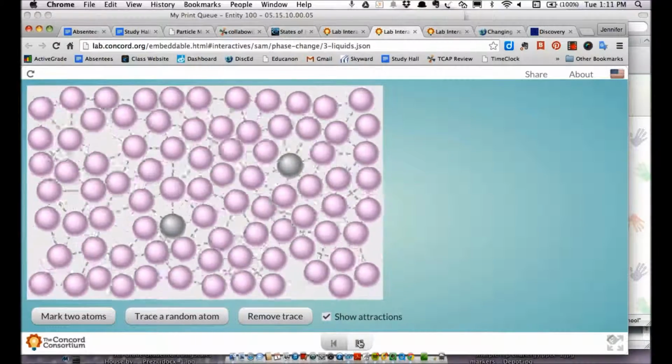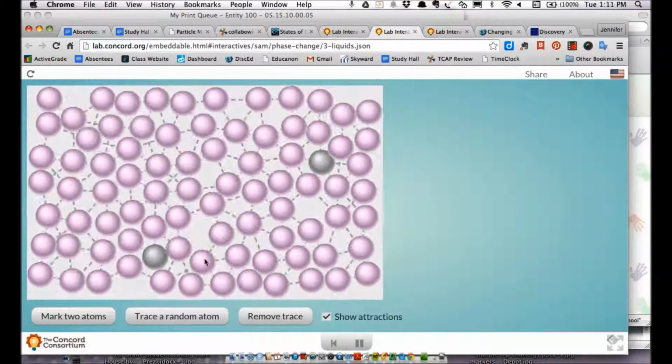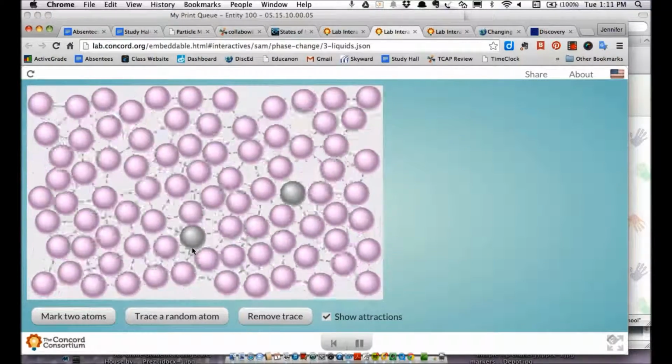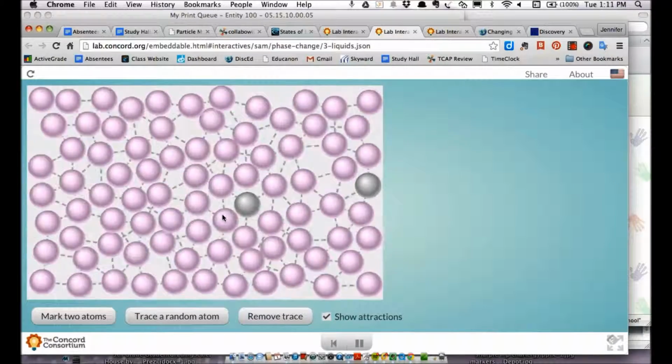Where'd they go? There they are. See, here's one right there. One's down here. That one at the bottom is moving up now, see, as they bump into each other.